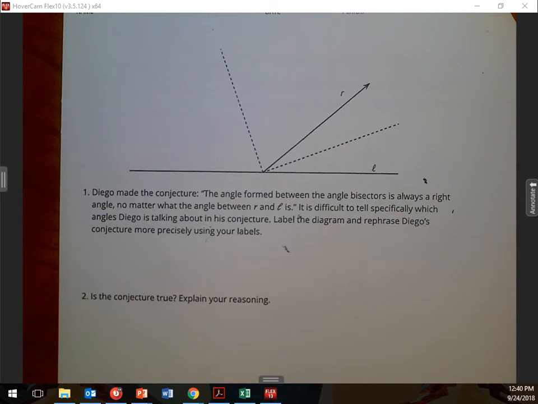Between R and L, it could, or could it? Okay, so I said you can guess and check. Okay, so we have some angle over here that's bisected. How do we know that? If you put a number over here, bisected, and then over here, bisected.